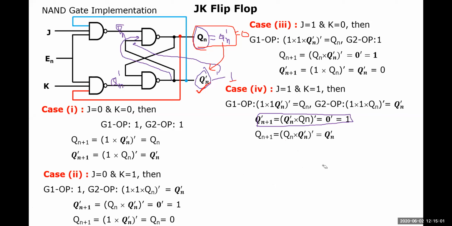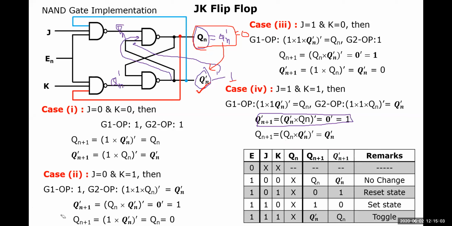This is the functional table. Look at this. If enable is equal to 0, nothing happens; no operation will take place here. If J is equal to 0 and K is equal to 0, irrespective of the previous output, the same previous output will be continued. That is why it is called no change.